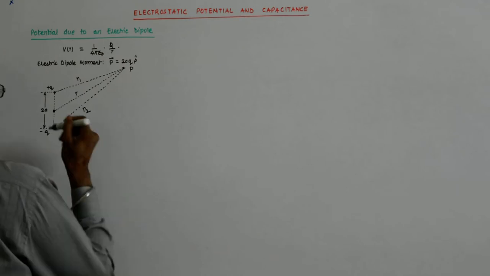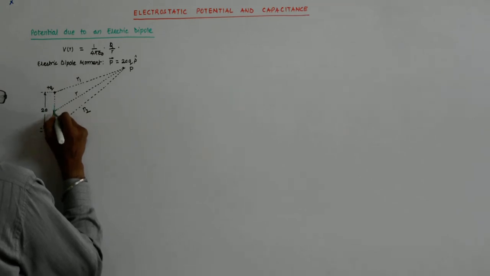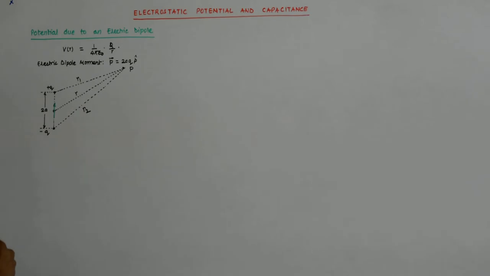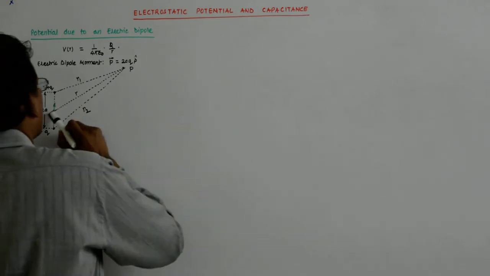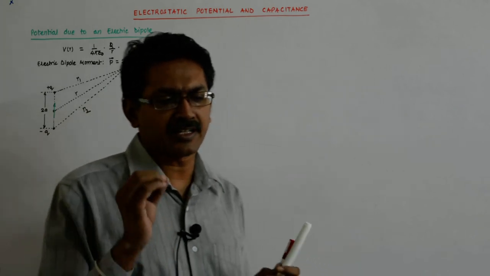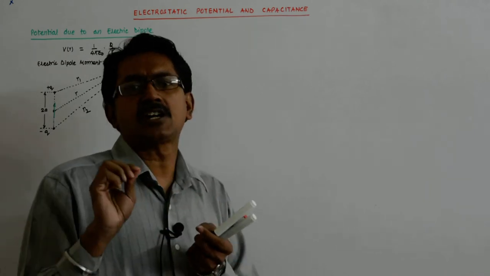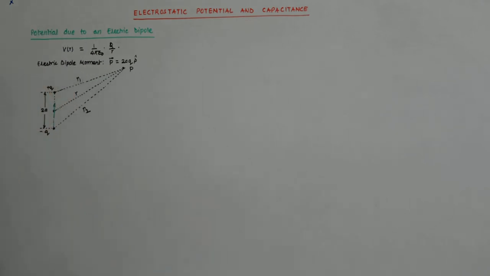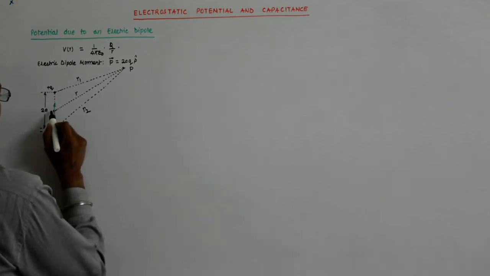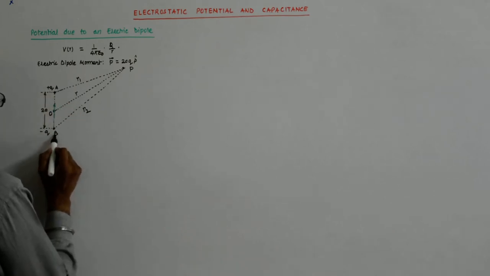If you consider this as the origin, then you'll appreciate that I have this as the direction of the dipole moment, and this will become my position vector. Normally in rotation we do that. Our position vector has its tail at the origin, which I take as the center of the dipole here. I designate it as O. Let us designate this as A and this as B.